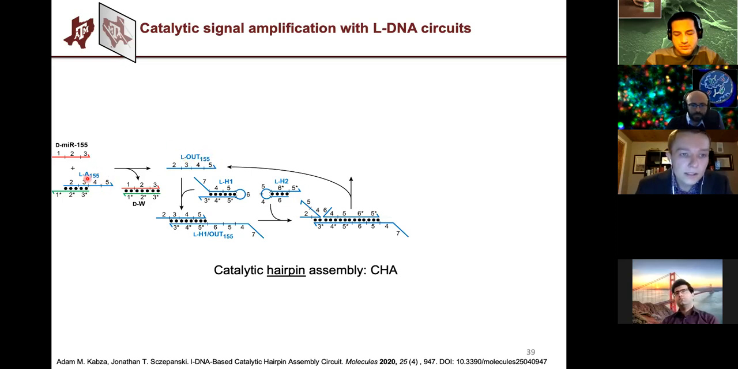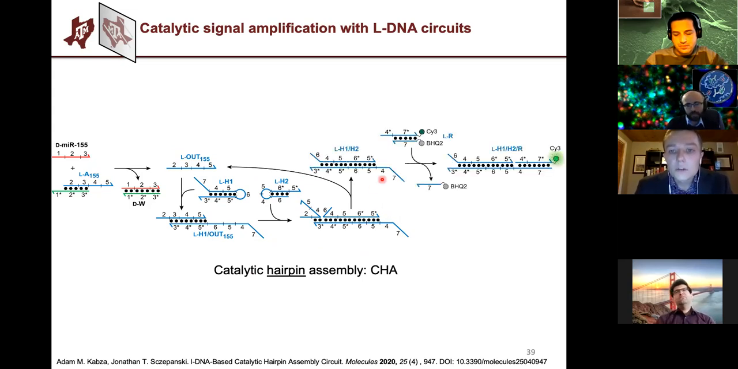So for one singular displacement of the L strand here, you get multiple turnovers of this catalytic hairpin assembly, which generates this duplex of the two hairpins. And that duplex now has this 4-7 domain, which is complementary, again, to a fluorescently labeled reporter duplex. And so when these hairpin duplexes are formed, they can start to activate the reporter and generate a signal.